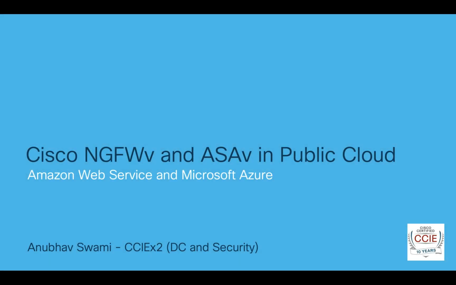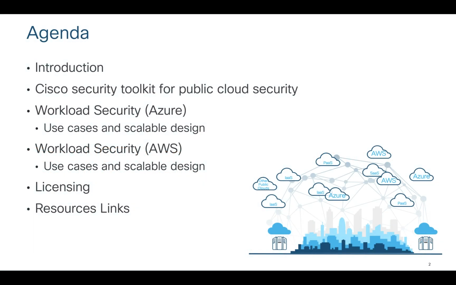My name is Anubhav, and today I'm going to be talking about workload security using next generation firewall and ASA in public cloud. I will be covering Amazon Web Services and Microsoft Azure. I work on different kinds of deployments where we use next generation firewall and ASA to protect workloads in public cloud. So here is our agenda for today. This is going to be a long video, so sit back and relax.